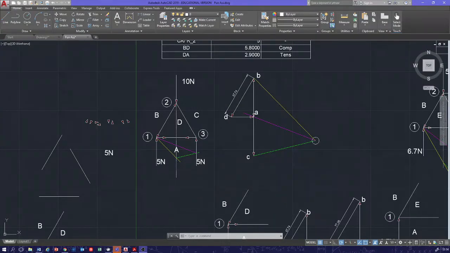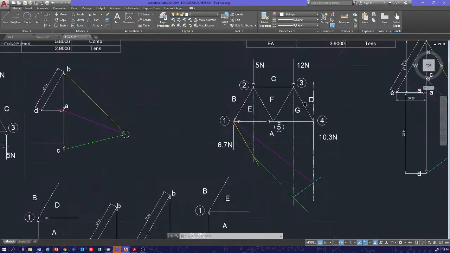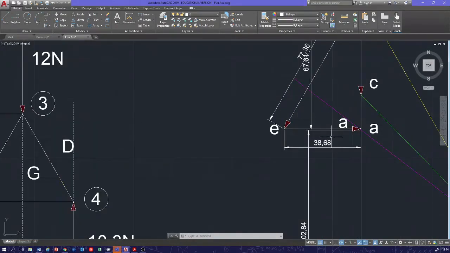So here we've drawn our force diagram using our existing diagram that we used from our funicular diagram. So we're just building that up. Okay, so that's what that looks like. Now, over here, you can see it's getting a little bit confusing, but let's just get rid of some of those.